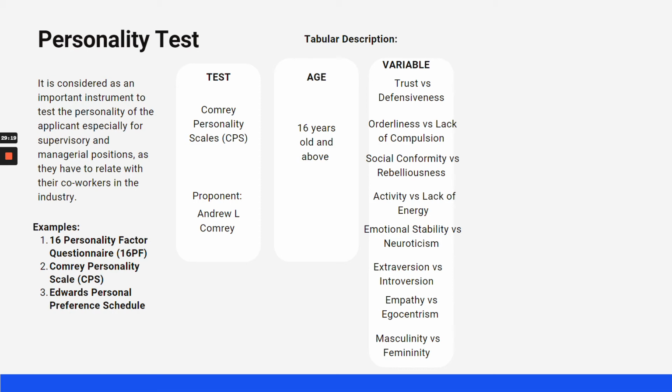And then masculinity versus femininity. Items, there are 20 items each, total of 180, and no time limit.